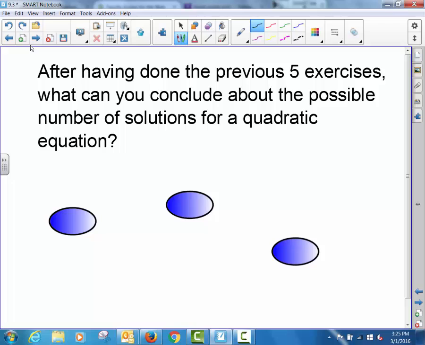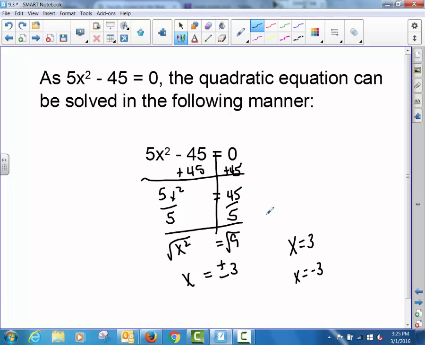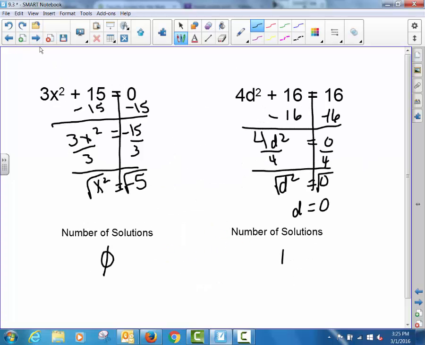After having done the previous 5 exercises, what can you conclude about the possible number of solutions for a quadratic equation? Let's look back at them. On this one, how many did we have? We had 2 solutions. On each of these, we had 2 solutions. On this one, we had 0 solutions, and on this one, we had 1 solution.